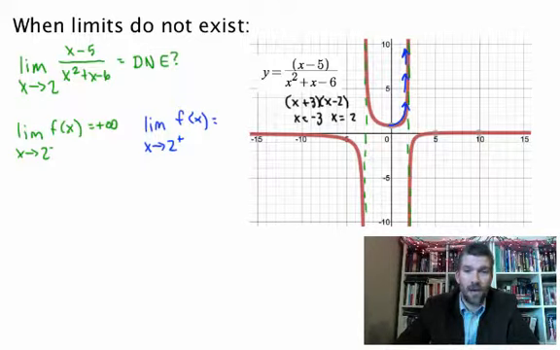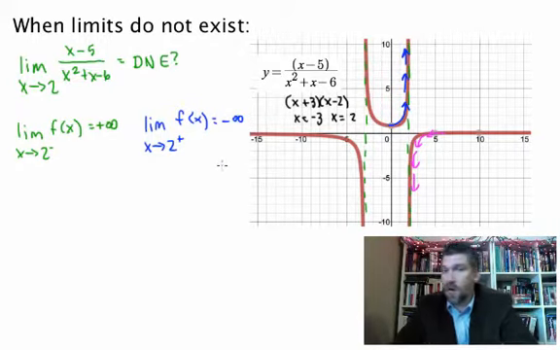As you come in from the right, let me get a color that will show here. As you come in from the right, you'll notice that our y values are getting smaller and smaller and smaller. And in this case, our limit is going to negative infinity. Well, negative infinity is also more an idea. It's not really a limit at all.